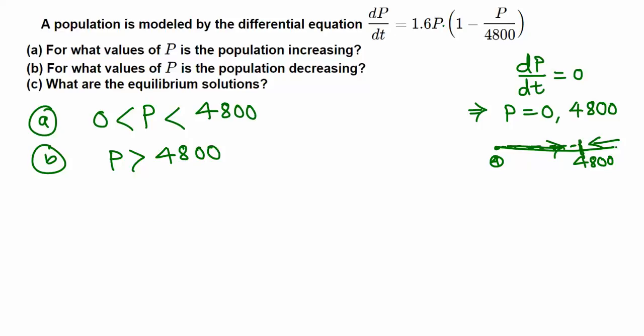You can just go from here, find the equilibrium solutions, and for any value in between 0 and 4800, the population will be increasing, and any population bigger than 4800 is decreasing. In fact, this 4800 is the carrying capacity of the medium, so the population tends to be close to 4800. That's B. And for C, equilibrium solutions we already found: 0 and 4800.